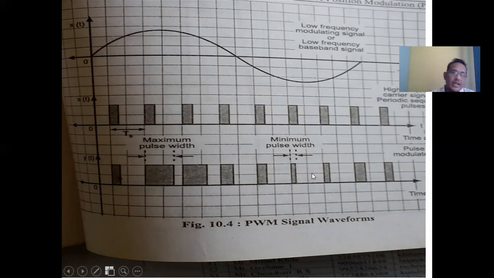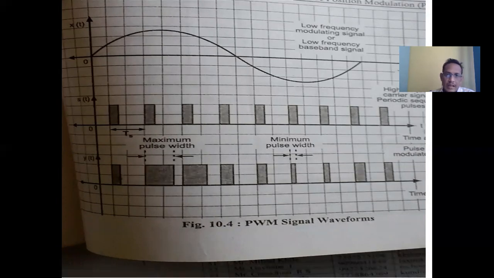So in a single statement, I will call maximum amplitude of the m of t, or the modulating signal, I will generate the maximum width. Minimum amplitude, I will call the minimum width. At that case, it can generate the minimum width of the particular signal.